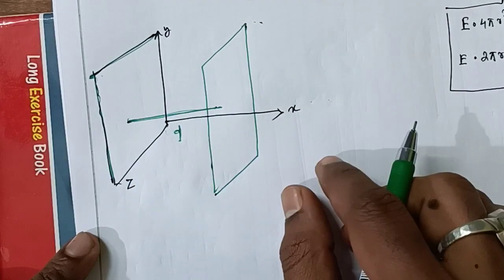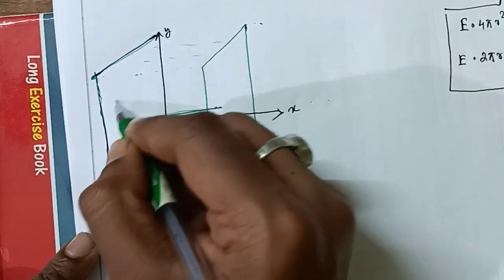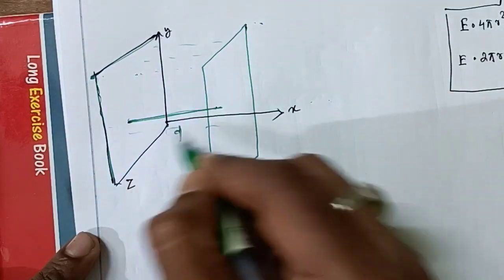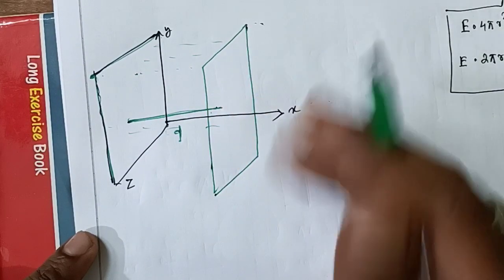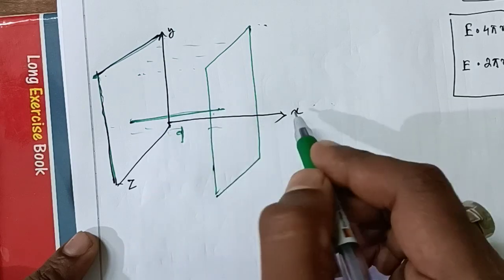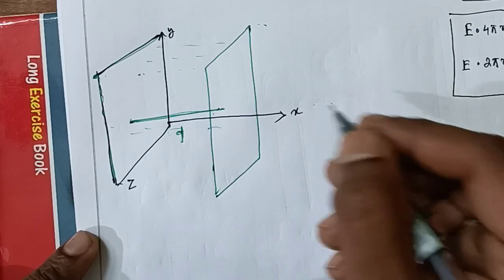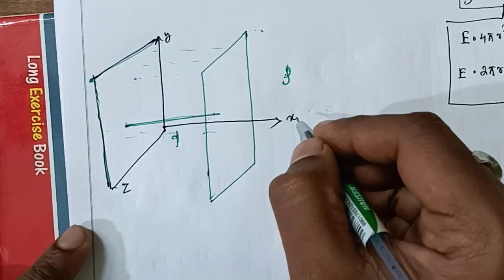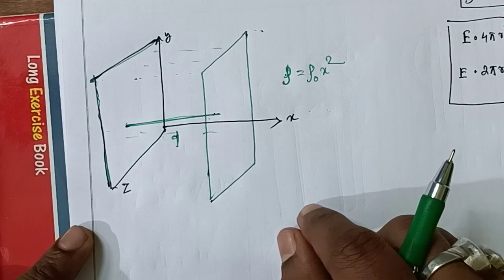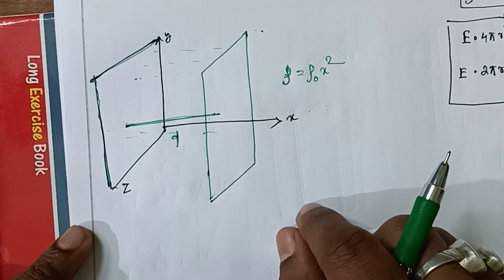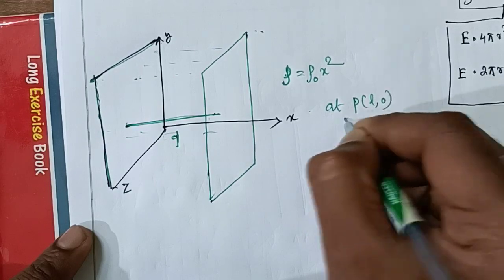The distance between the two planes is d, and in between, suppose charges are there. A region between the yz plane and another plane which is parallel to yz at x equals d. The charge density varies with x. How it varies with x is rho naught x square. The question will ask you to find the expression of the electric field at point P, at position L, 0.